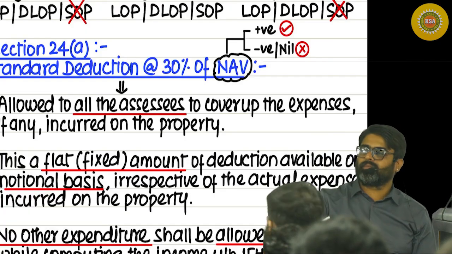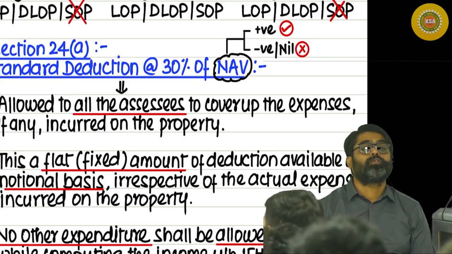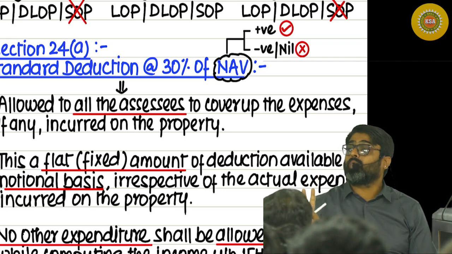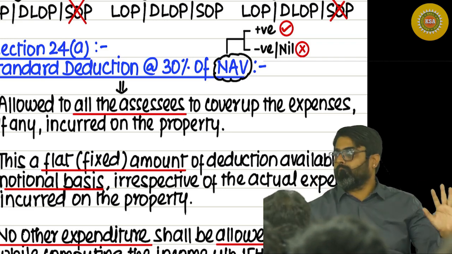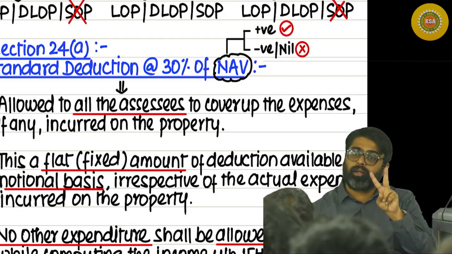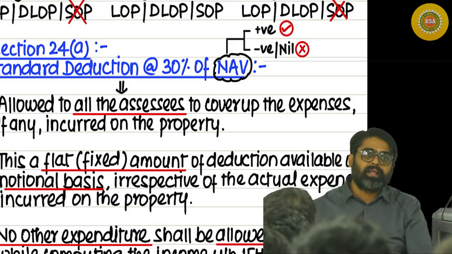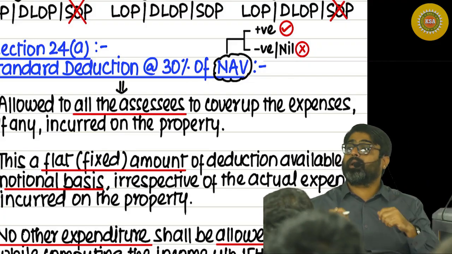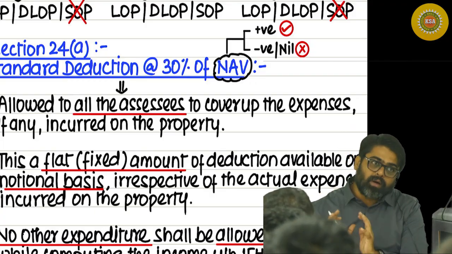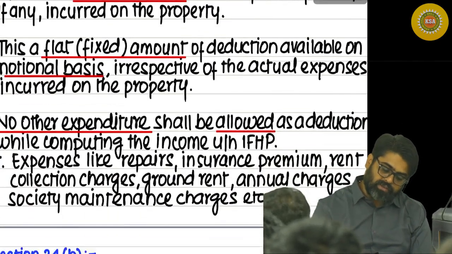Now pay attention. Two expenditures you are not supposed to ignore. Number one, municipal tax, because that is separately allowed from your GAV. And number two, interest on housing loan, which we are going to discuss now. Number one, municipal tax. Number two, interest on housing loan. For these two expenses you will get deduction. But other than this, any expenditure relating to house property, you are supposed to ignore all such expenses, because to cover up all such expenses, the 30% standard deduction is allowed. Yes or no? 30% standard deduction is done.